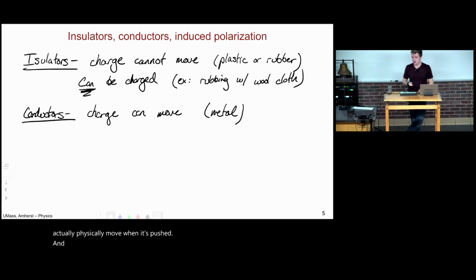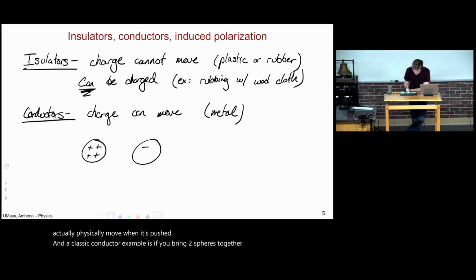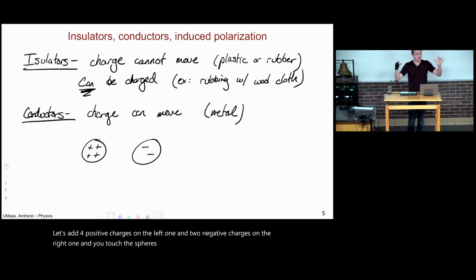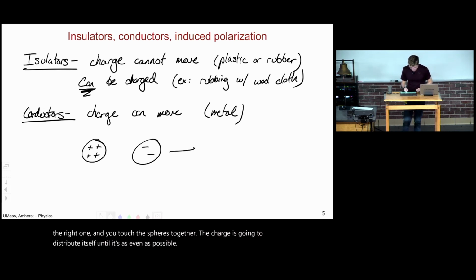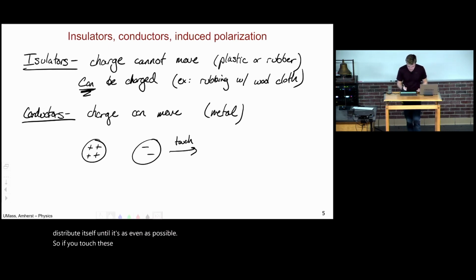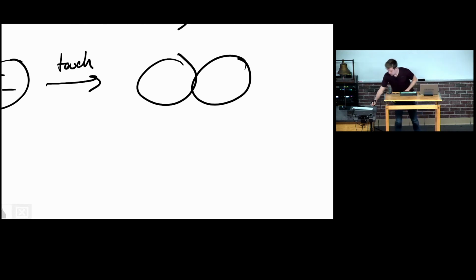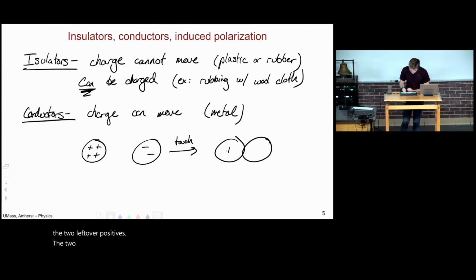And a classic conductor example is if you bring two spheres together. Let's say I have 4 positive charges on the left one and 2 negative charges on the right one. And you touch the spheres together, the charge is going to distribute itself until it's as even as possible. So if you touch these together, two of the positive charges will combine with each of the negative charges, and the two leftover positive charges will spread out evenly across the surface of the two spheres.